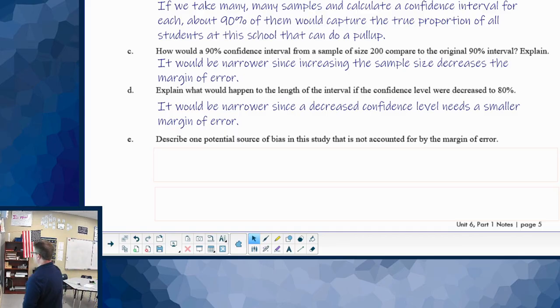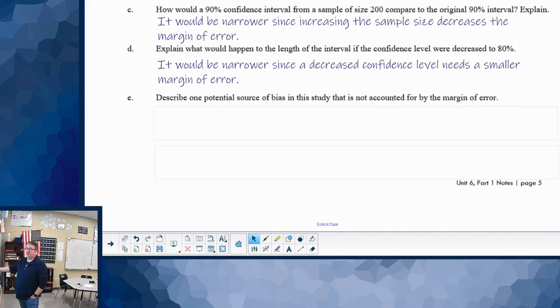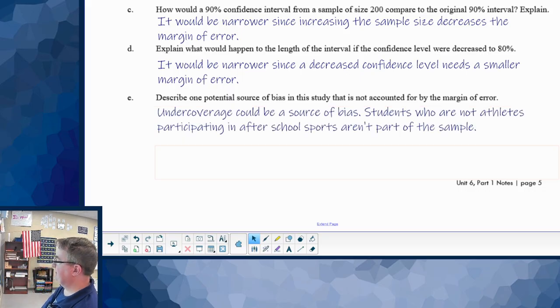Last two things. The first one's the answer. The second one is kind of a sum-up statement. Describe one potential source of bias. Undercoverage. We're only talking with athletes after school. That's no good. So the proportion he's getting is really only good for students who stay after school for sports who are in season at that point. We're not getting anybody who doesn't participate in after school sports.